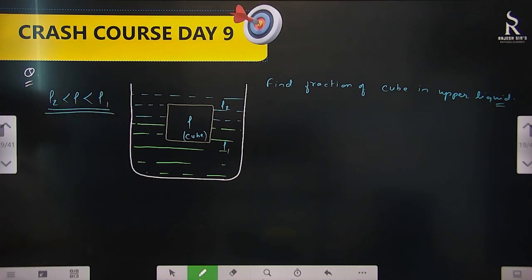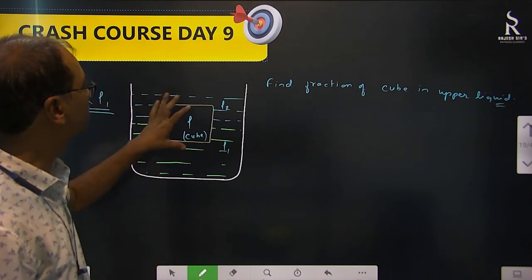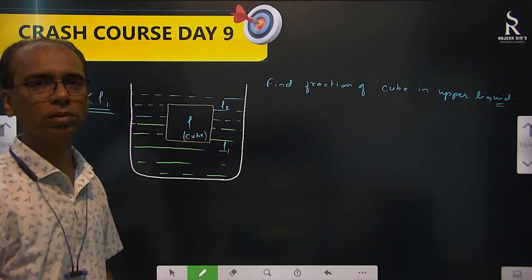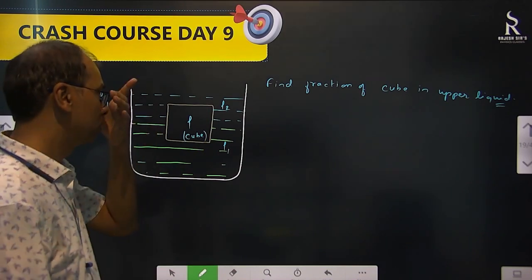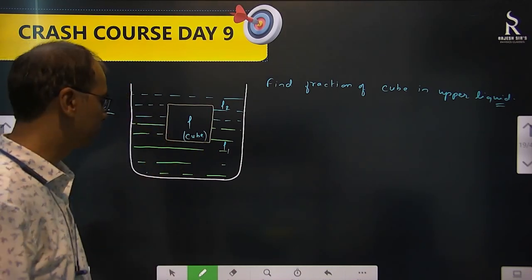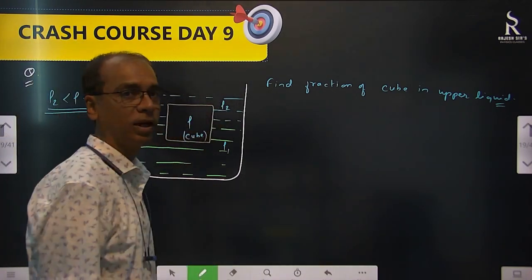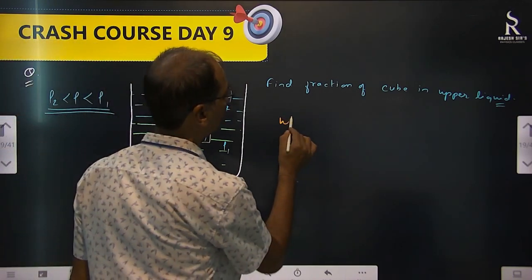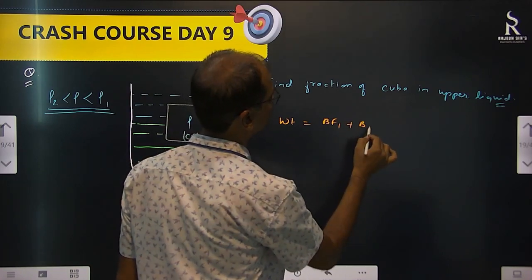Now in this type of question, one thing is clear: because this object is displacing this liquid also and this liquid also, the buoyancy force will be because of both. Is it floating? Yes, it's floating, not sinking. So if it's floating, then the weight will be balanced by the buoyancy force of both liquids. So weight is equal to buoyancy force by liquid 1 plus buoyancy force by liquid 2.